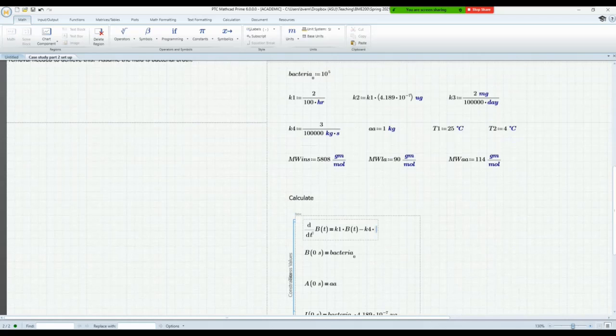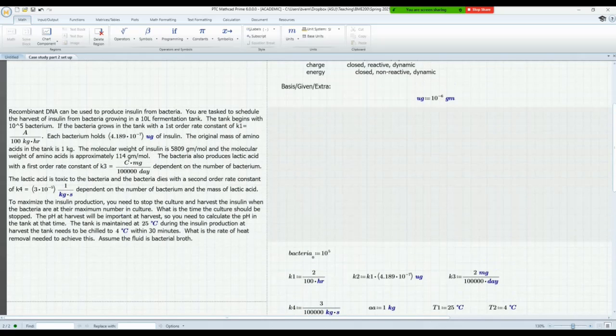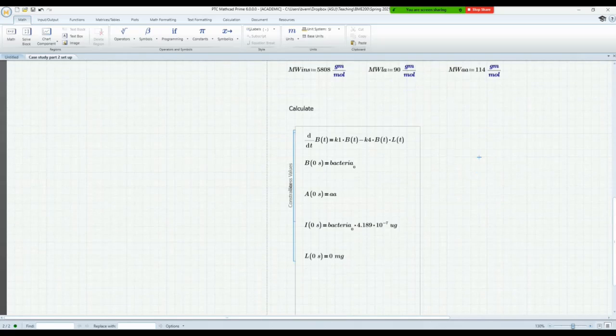So this is going to be the bacteria. The more bacteria there is, the faster it dies, depending on the lactic acid concentration. So the more lactic acid and the more bacteria, the faster the bacteria dies. So there's our equation if this is a first order rate here. Okay, so now the amino acid, we probably don't need that if we're going to do it first order here. The amino acid doesn't matter. It doesn't affect the bacteria growth.